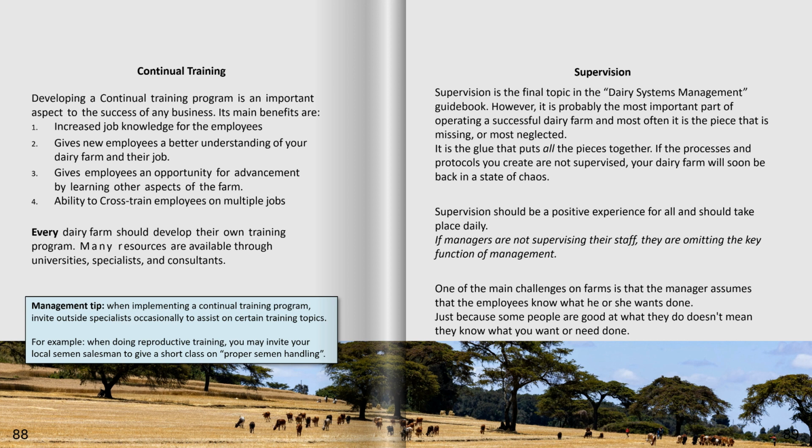If managers are not supervising their staff, they are omitting the key function of management. One of the main challenges on farms is that the manager assumes that the employees know what he or she wants done. Just because some people are good at what they do doesn't mean they know what you want or need done.